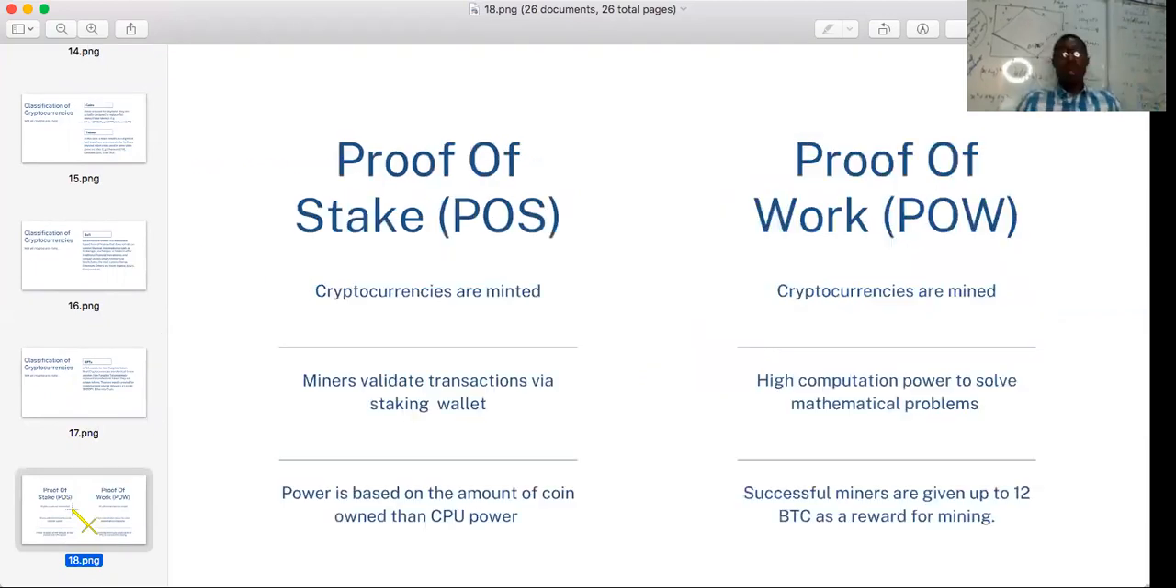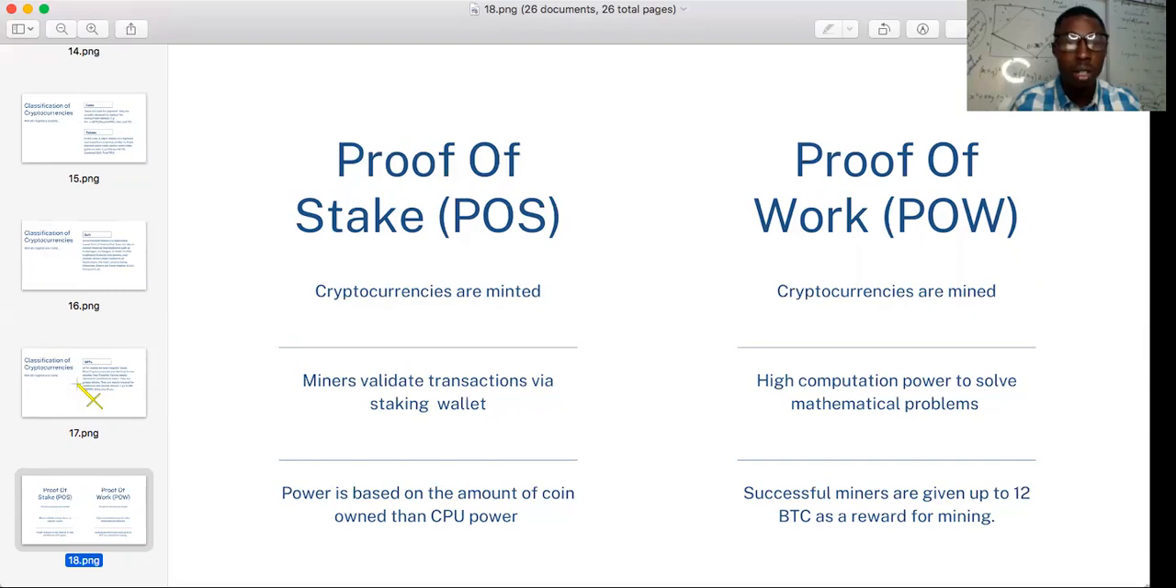Now, proof of work versus proof of stake. Let's look at proof of work versus proof of stake. Most cryptocurrencies use either proof of work or proof of stake, while some cryptocurrencies use a combination of proof of work and proof of stake. So let me give the difference.